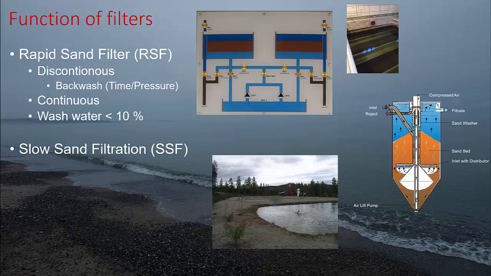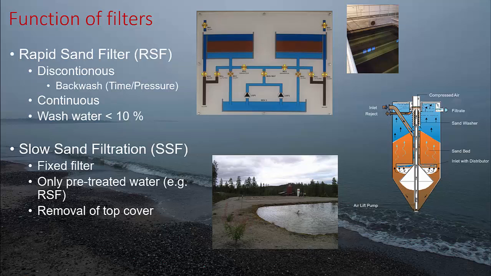Now, slow sand filtration. Slow sand filters are fixed filters, which is very important. Also, because they're fixed filters, you only send pre-treated, for instance rapid sand filtered, water to the slow sand filtration. And the reason for this is that when you clean the filters, you can't backwash them, of course. You need to remove a part of the top cover, some few centimeters, in order to take away the material that's been stuck. But basically, the water should be very clean going into the slow sand filtration.